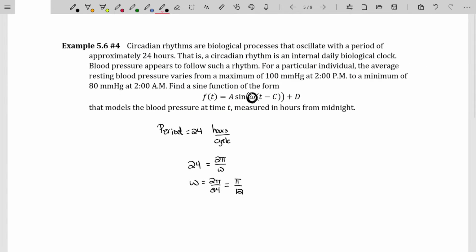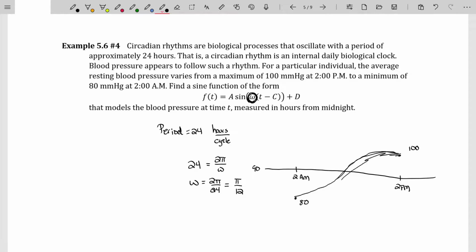Now it would be really nice to actually plot a few points. So I'm going to use this as my midline. I know that at 2 a.m. we have a minimum of 80, and at 2 p.m., 12 hours later, we have a maximum of 100. Well, what's halfway between 100 and 80? If you said 90, you're absolutely correct. So this height right here is 100, this depth right here is 80. Those are the low, and halfway in between, it's probably crossing. So something like this.